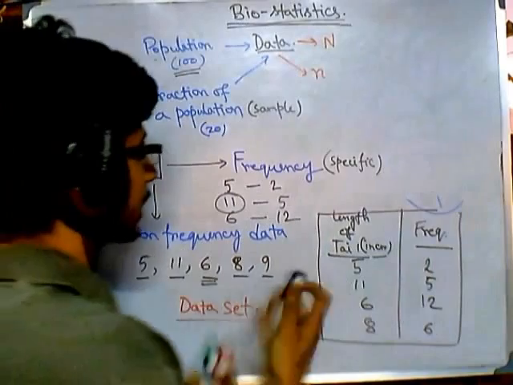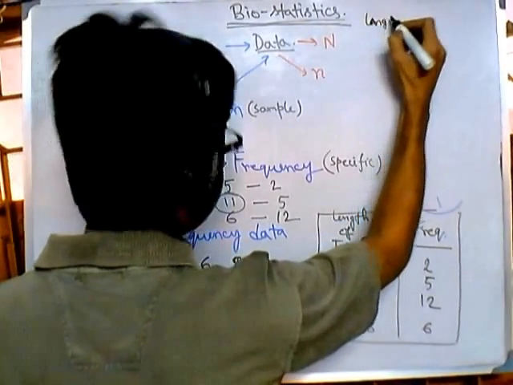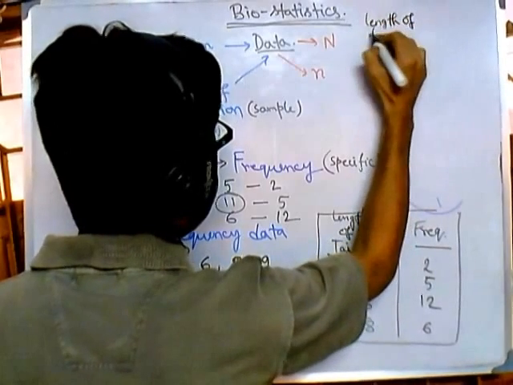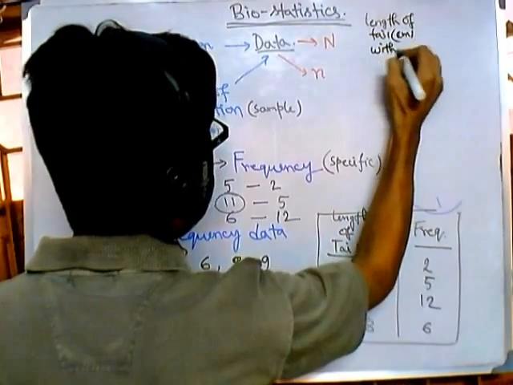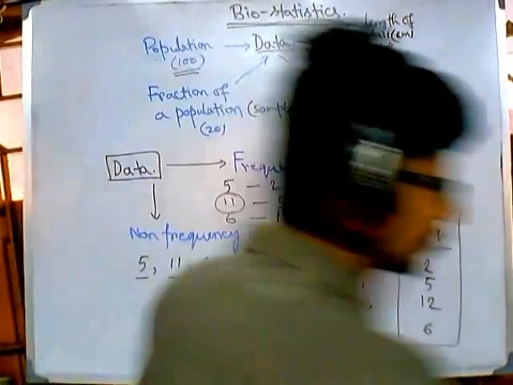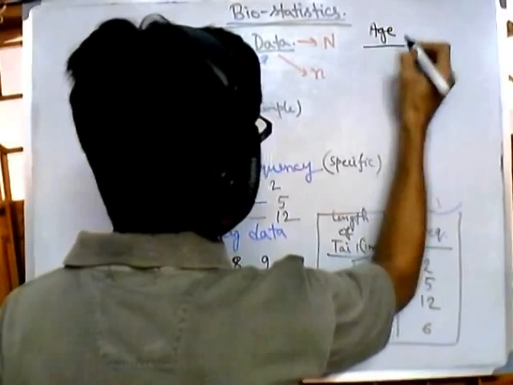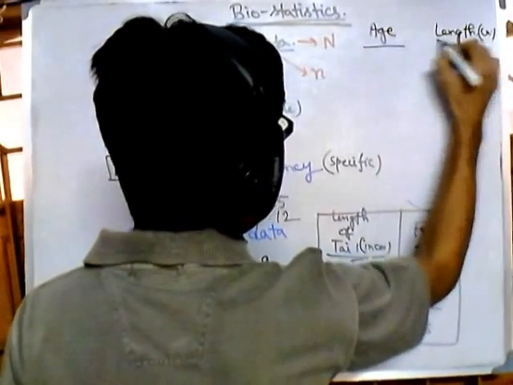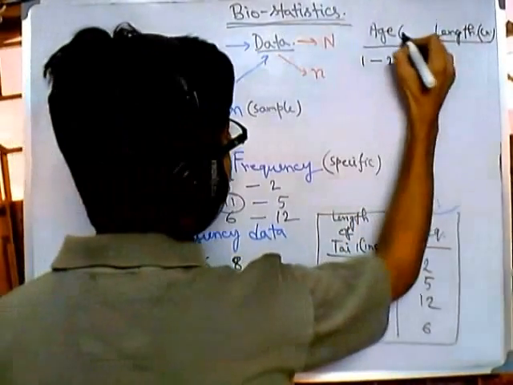So what we get in that case is again the length of tail in centimeter, and here we get the age. Okay, so age, and here we get the length in centimeter. Suppose we say the 1 month to 2 month range of age, so it is in months.